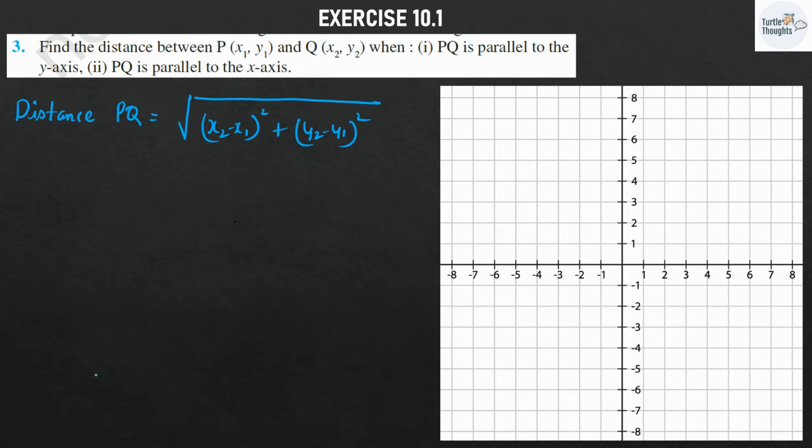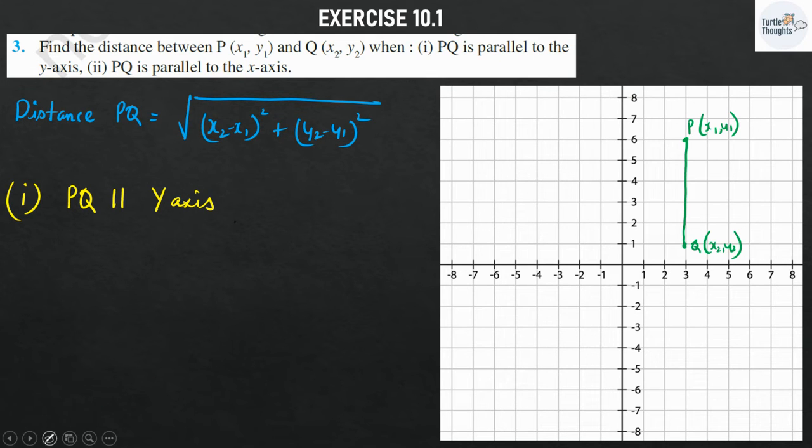Now, in the first case, PQ is parallel to the y-axis. Let me consider a line which is parallel to the y-axis. You can consider any line, so let me consider a line like this. Let me name this point P, which is (x1, y1), and this point Q, which is (x2, y2).